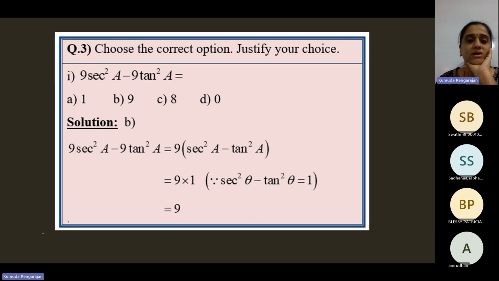Third one, question number 3. Choose the correct option. Four options are given. The correct option is B. Justification is the working, that's all. The working is the justification.